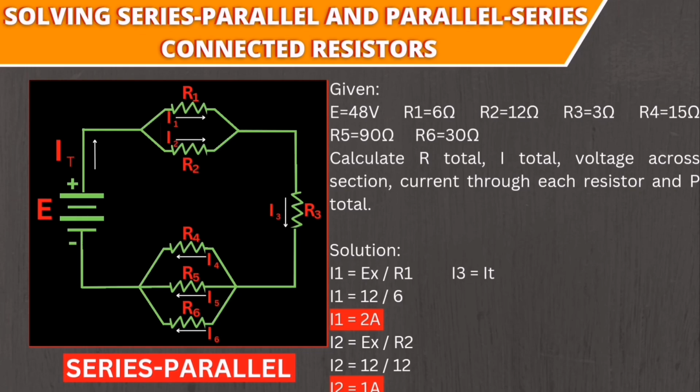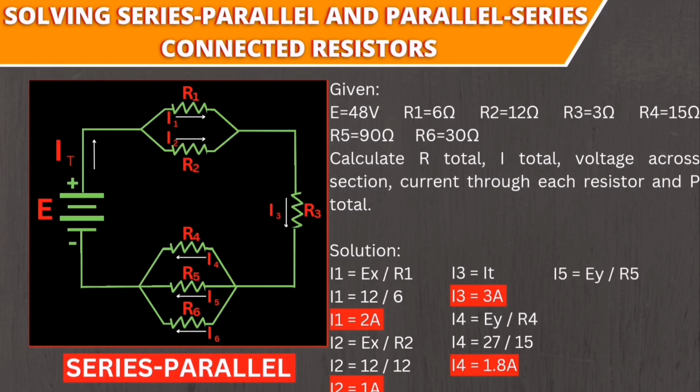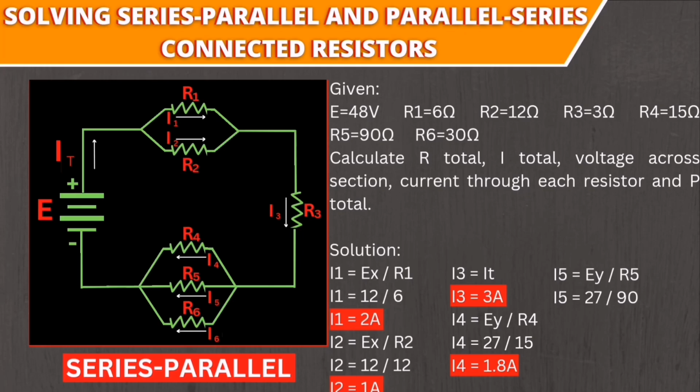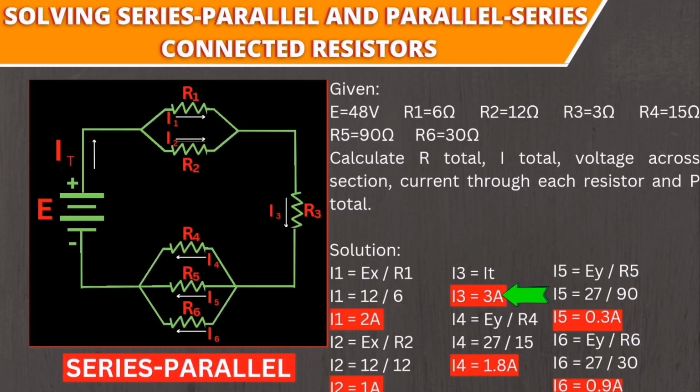We go now for I4, since I already solved I3. I4 is equal to E sub Y divided by R4, so I4 is equal to 27 divided by 15. That will result to 1.8 amperes. For I5, which is equal to E sub Y divided by R5, 27 divided by 90 will result to 0.3 amperes. Lastly, for I6, which is equal to E sub Y divided by R6, the solution is 27 divided by 30, which is equal to 0.9 amperes. As you can see, the current total is equal to the sum of I1 and I2.